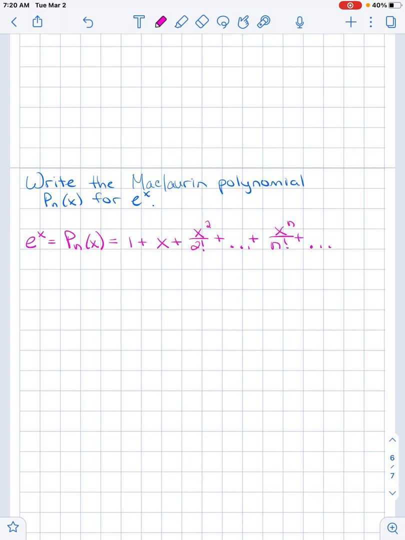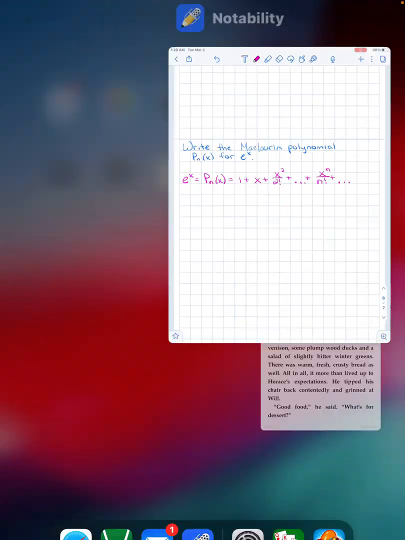And we talked about before, how good of a fit this polynomial is to sine x. So let's look at how good of a fit the Maclaurin polynomial, this polynomial you just wrote, is for e to the x. So go graph a few terms of this polynomial we just wrote. What is the domain of convergence for this polynomial to e to the x?